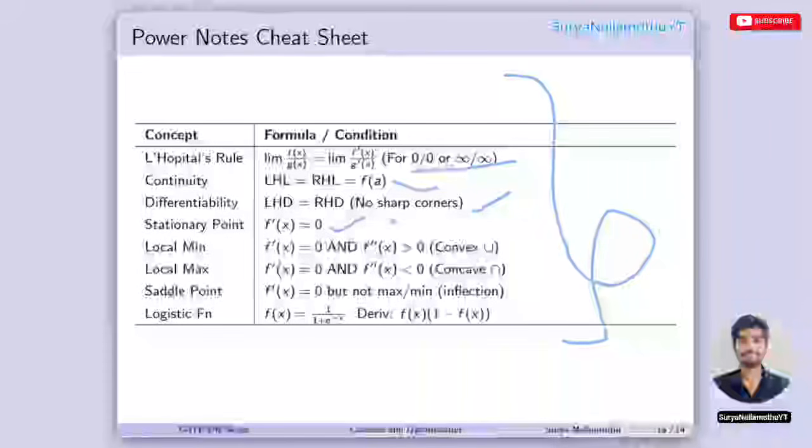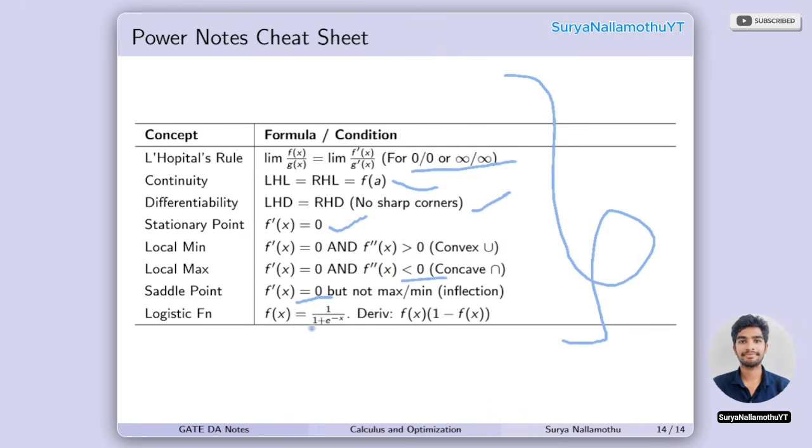For local minimum, the formula is f dash of x equal to 0 and f double dash of x greater than 0. For local maximum, it will be the opposite. And for the saddle point situation, f double dash of x is equal to 0. Next is the logistic function. The logistic function is f of x is equal to 1 by 1 plus e power minus x.